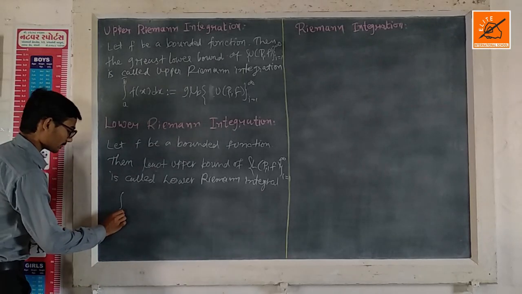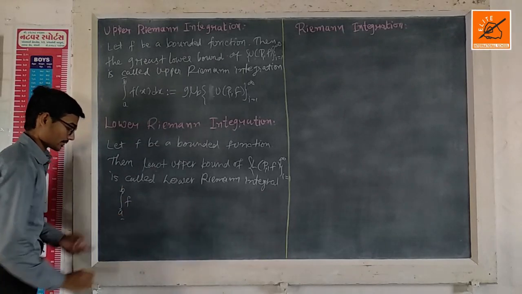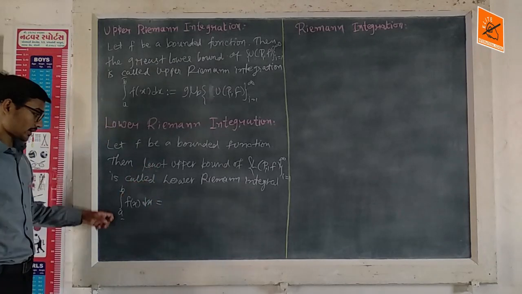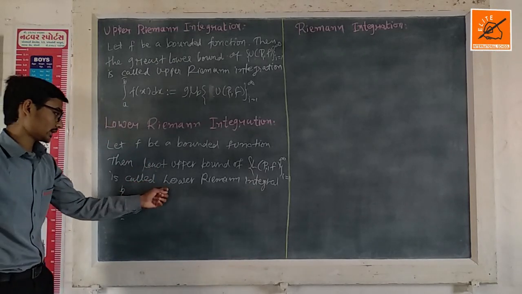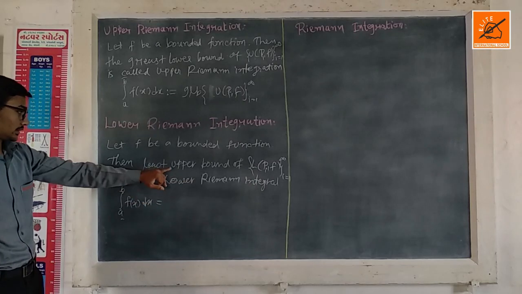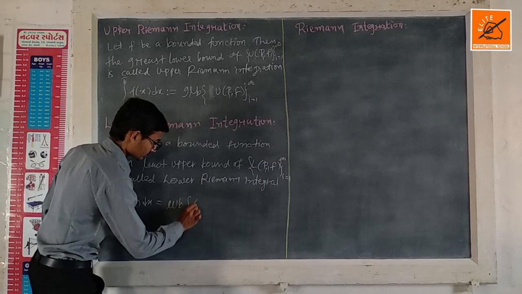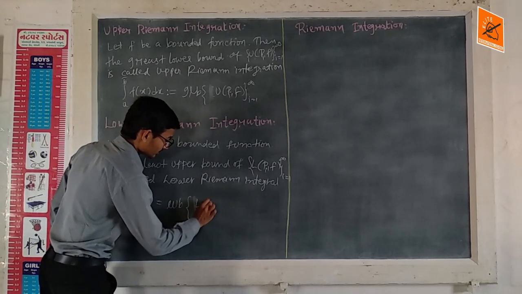And it is denoted by the integral from a to b with a bar below, f(x) dx, which is equal to the least upper bound, LUB, of the lower Riemann sums.